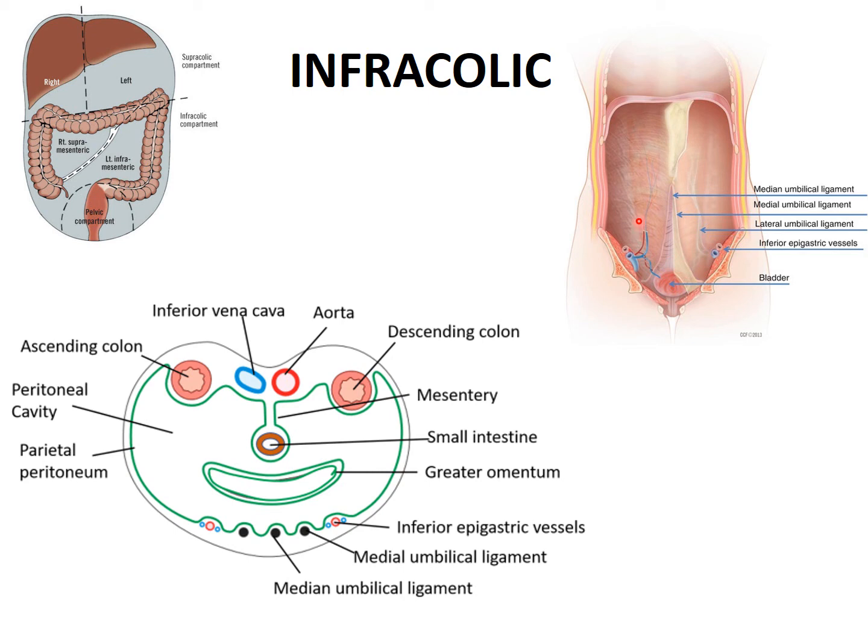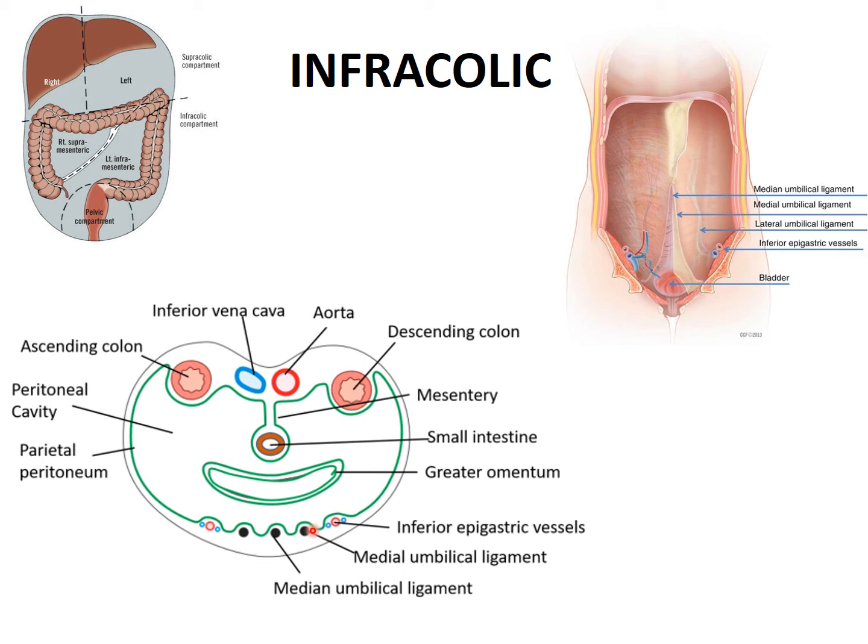Then the lateral umbilical ligaments are formed by the underlying inferior epigastric arteries, which are branches of the external iliac arteries. So these ligaments are seen in the anterior abdominal wall, and they raise a fold towards the peritoneal cavity, and hence these folds of the peritoneum are called umbilical folds.